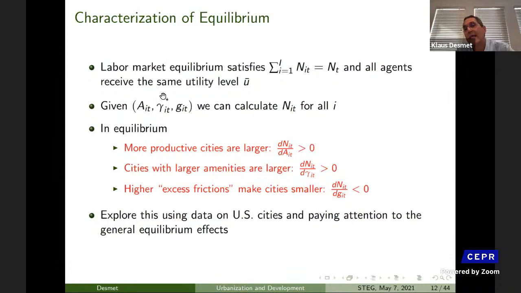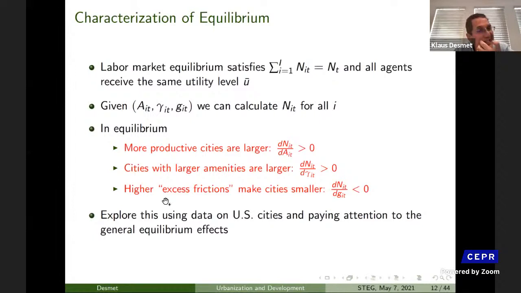By solving the model, what I mean is I can tell you how many people will live in every single place, right? Which is the main thing we're looking at, because once I know that, I can of course start looking at what that means in terms of city size distribution, what that means in terms of welfare, et cetera. Okay. And of course, as you can imagine, in equilibrium, we will find that more productive cities will be larger. We will find that cities with better, larger amenities are also larger. And then we will find that cities with these higher excessive frictions, higher G_i, will be smaller, right?